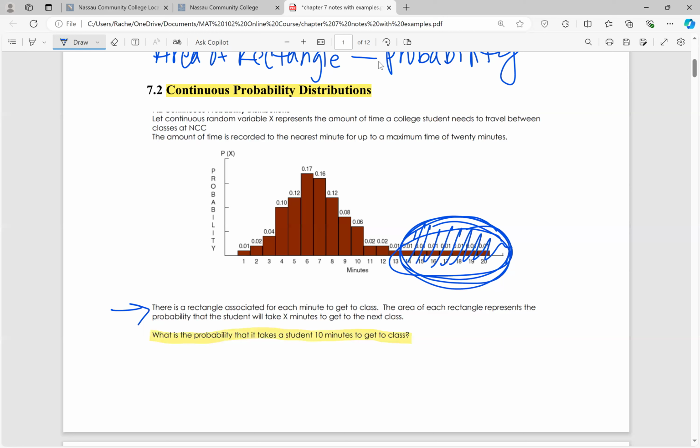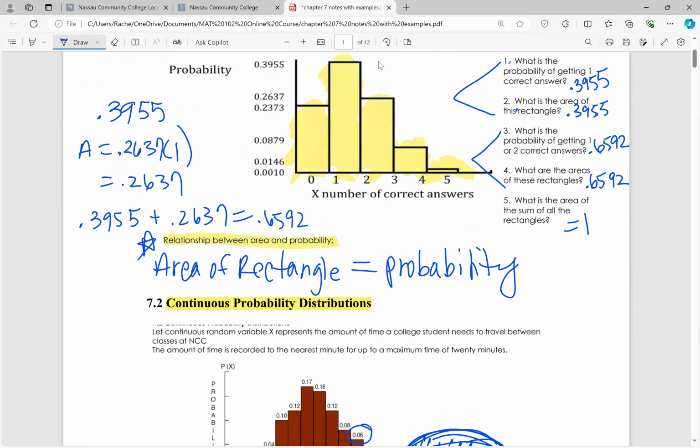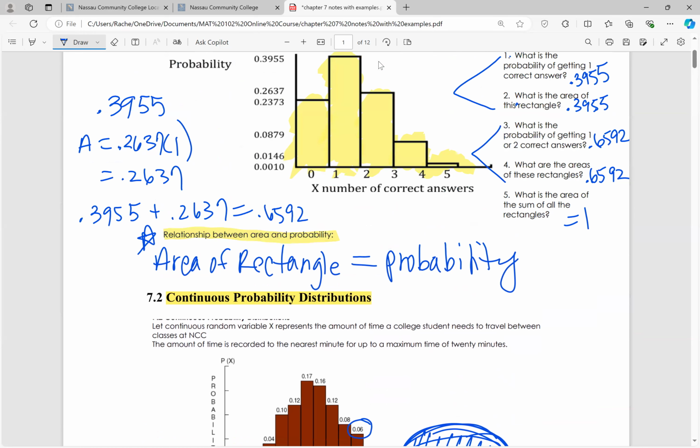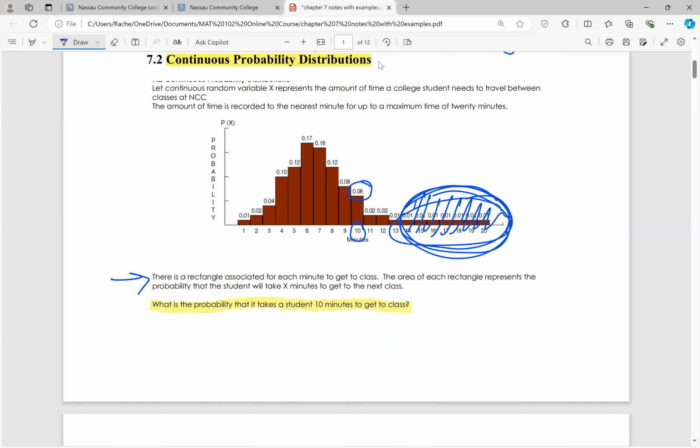Well, let's look at the horizontal axis because that represents minutes, right? Let's go to 10 minutes. And if we look at the height of the rectangle or the area of the rectangle, it's 0.06, right? Because its height is 0.06 and its width is 1 minute, and 0.06 times 1 is 0.06. So remember what I said up here. The area of a rectangle is equal to the probability. So in this case, the probability that the time it takes to get to class is 10 minutes is equal to 0.06 or 6%. So there's a 6% chance that it's going to take a student 10 minutes to get to their next class.